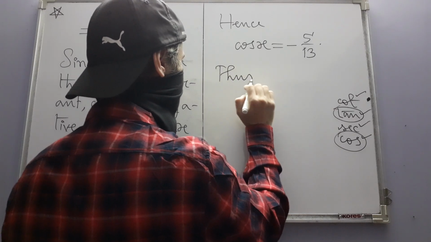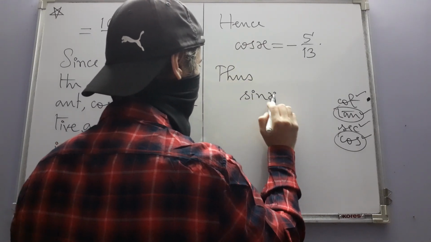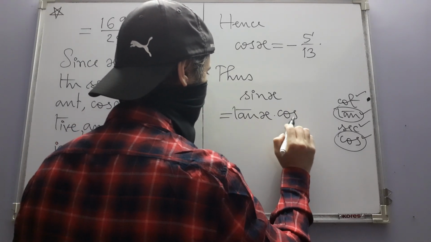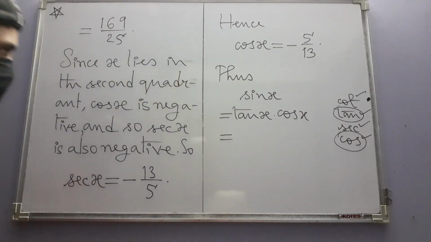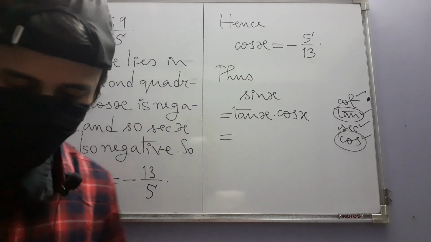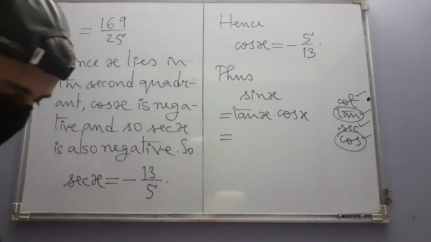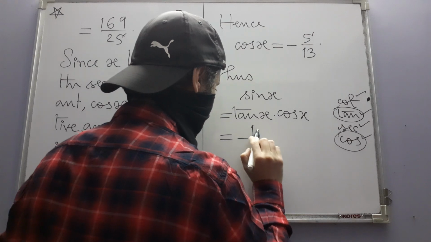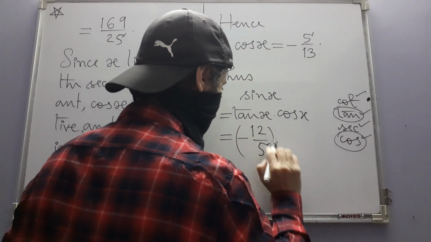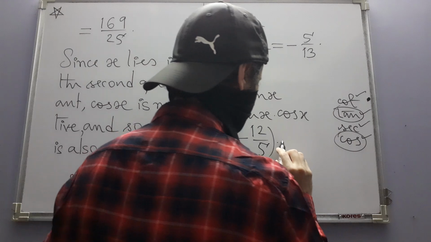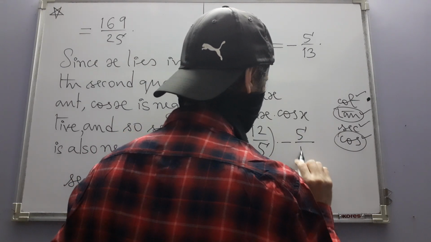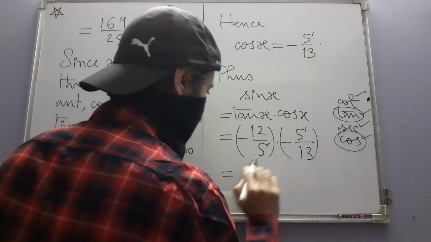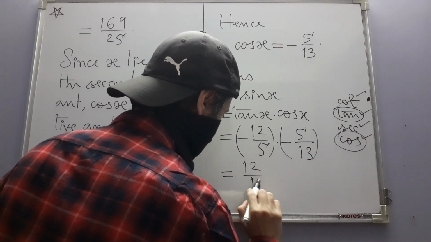Thus, sin x, which equals tan x times cos x, will be... I forgot the tan value. Cot was given to us, which is minus 5 over 12. So tan will be minus 12 over 5 times cos, which is minus 5 over 13. So it becomes 12 over 13.